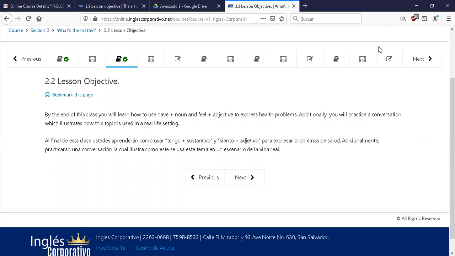Additionally, you will practice a conversation which illustrates how this topic is used in a real life setting. Very good. Real life. Here you can link real, life. Real life. Linking.